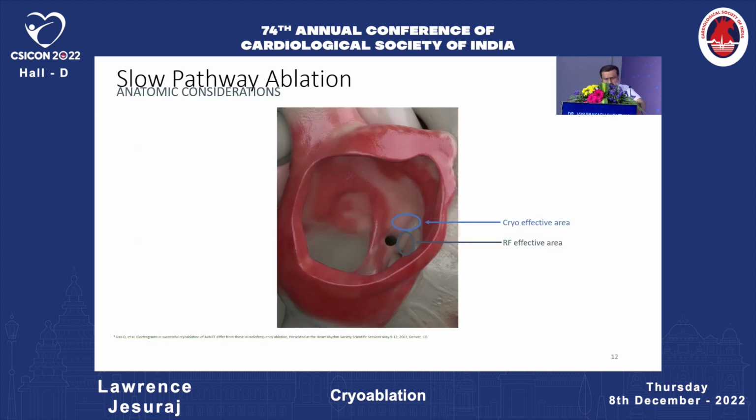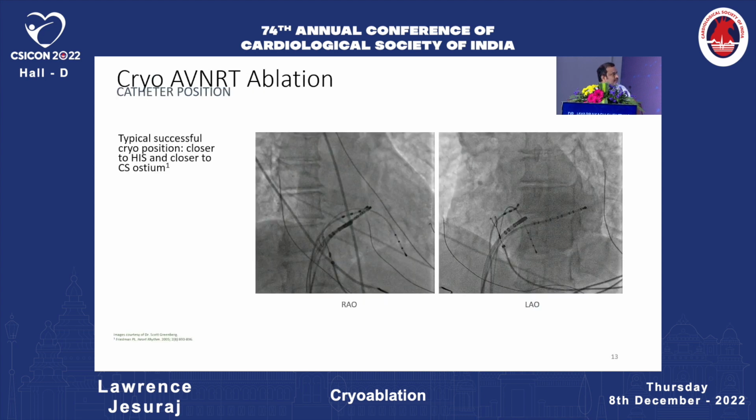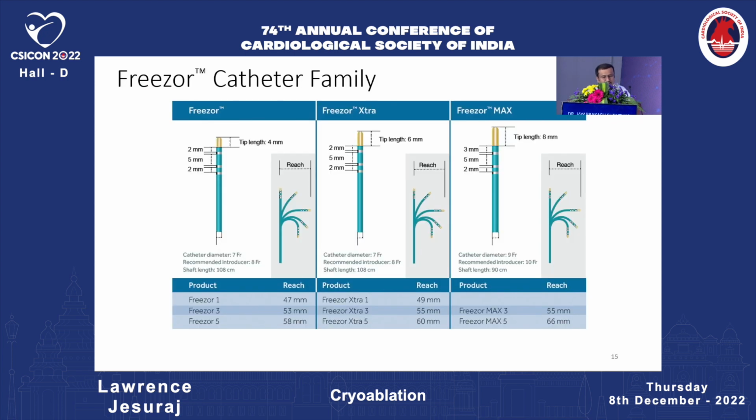When you do an AV nodal re-entry ablation with cryo, you tend to ablate in a different area, where cryo areas are usually a little superior, and you tend to get larger A waves than what you get in radiofrequency ablations. These are the focal application catheters which are available with Medtronic right now, the Freezer family of catheters, which are useful in focal ablation of arrhythmia.